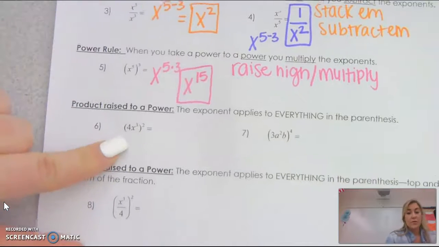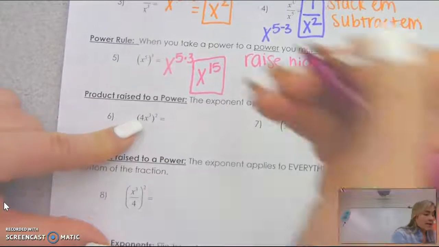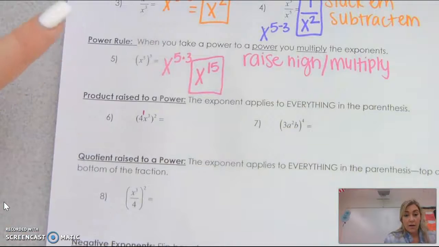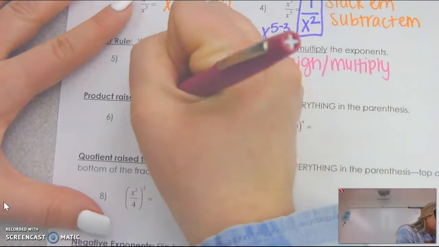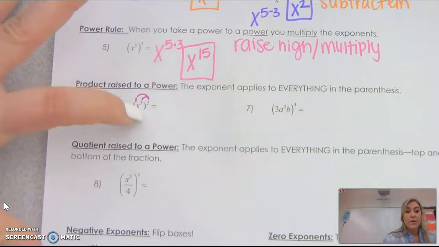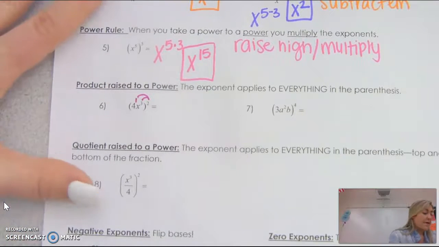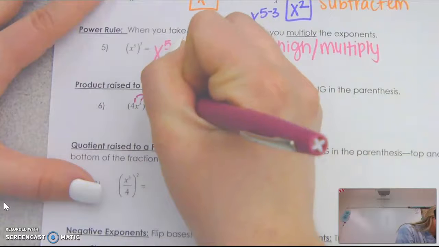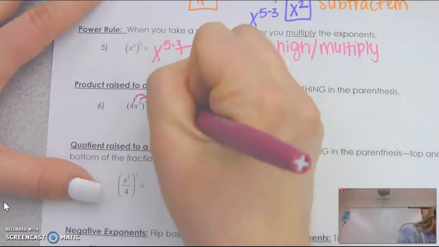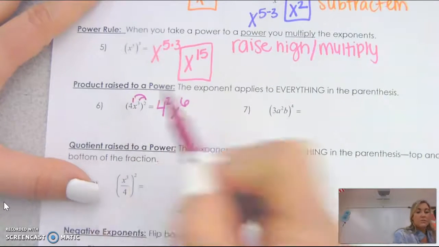So what I like to do is when you look at something like 6, that 4 technically has an exponent of 1. So we need to make sure that it gets there, because the 2 is going to distribute to both the 1 for the 4 and the 3 for the x. So now my answer would be 4 squared, because 2 times 1 is 2, and x to the 6th, because 3 times 2 is 6.